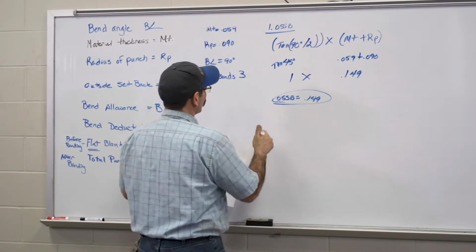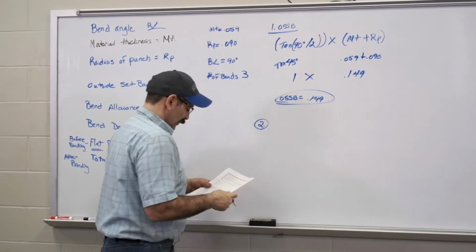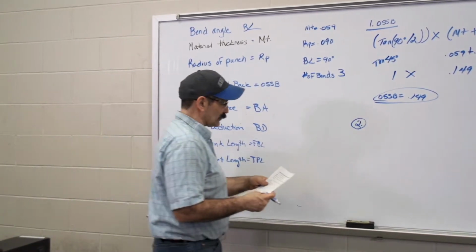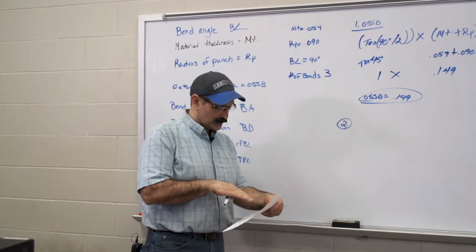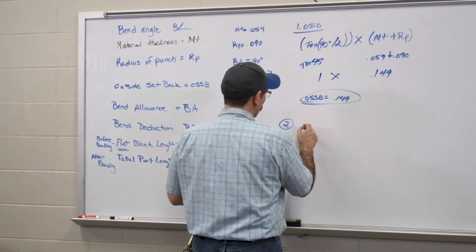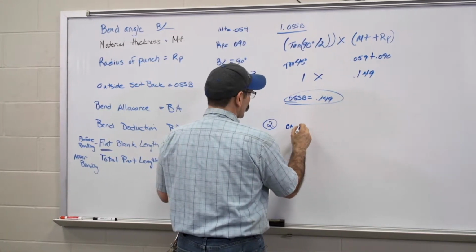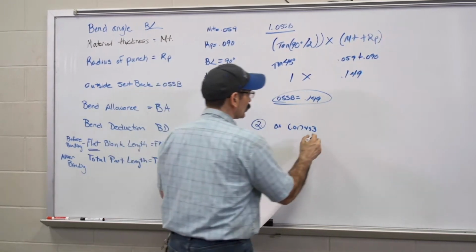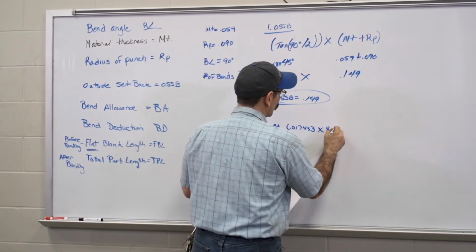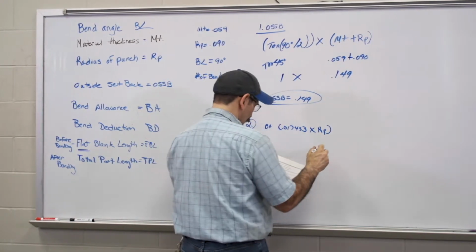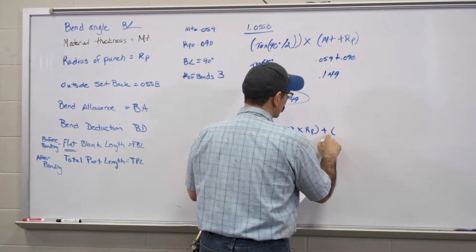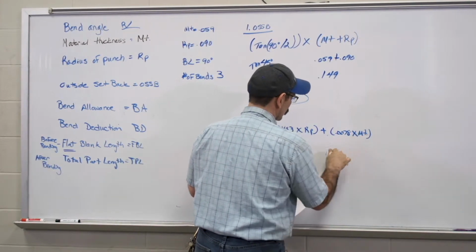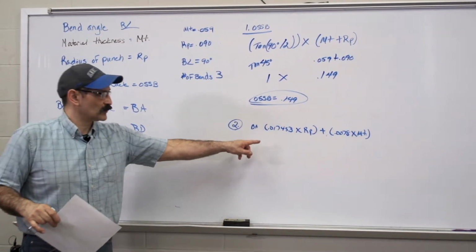All right, so number 2 thing we have to do is figure out the bend allowance. And bend allowance is, this is why you want to have this sheet of paper, because these numbers are hard to remember. Bend allowance is 0.017453 times the radius of the punch plus 0.0078 times material thickness.